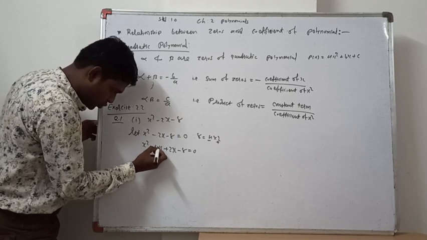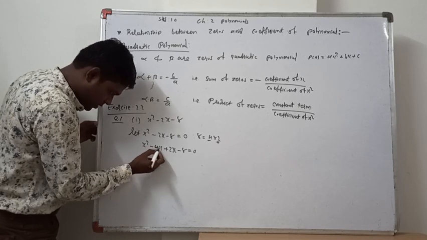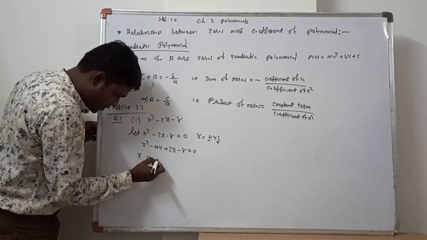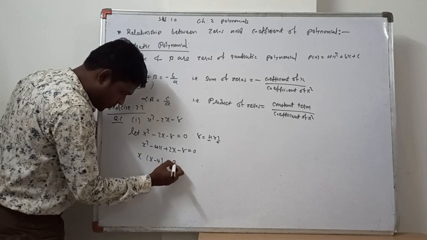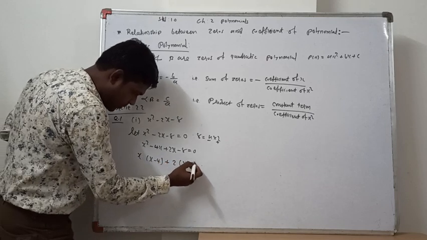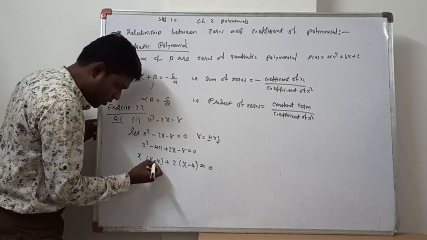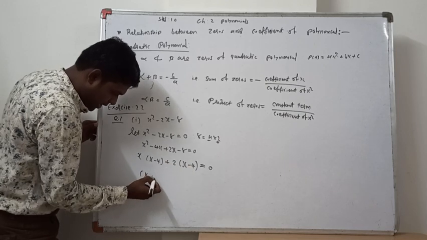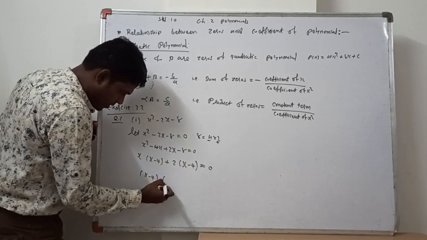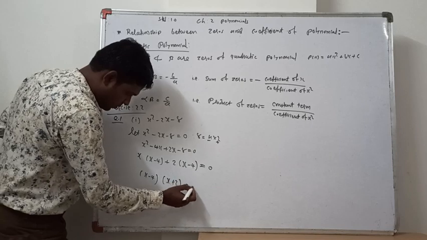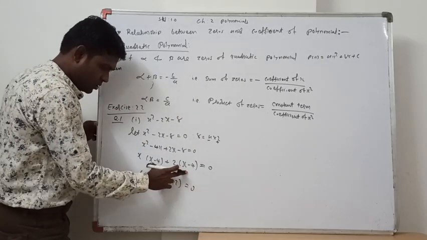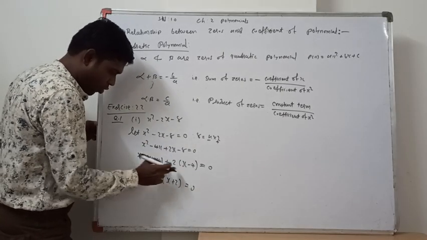Now from these two terms, what is common? x is common, remaining x minus 4. From these two terms, what is common? 2, remaining x minus 4, equals 0. Now in the first bracket, x minus 4, second bracket x plus 2. Why x minus 4? Because from this the common is what?